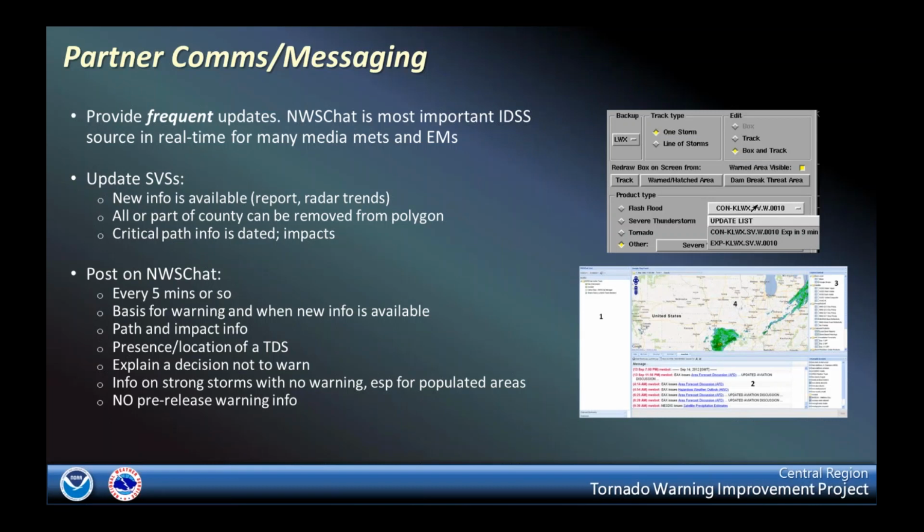And even if you're not warning for a storm, convey that information. People might think, media or somebody might think, why are you not warning for that storm? We'll state that. These are the reasons. Maybe it's slightly elevated or what have you, or if it's approaching a populated area, state the reasons for what you're doing. Remember though, the last bullet, no pre-release warning information. If you're going to state something about a warning coming out, then that warning needs to be coming out basically at the same time.